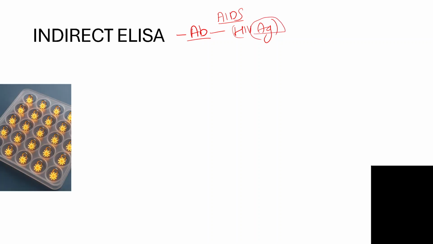This is available commercially. I'll take a plate pre-coated with the antigen for whatever disease or infection I'm trying to find the antibody for. Now since here I'm looking for AIDS, I have pre-coated my wells, on the layer of the immunosorbent material, with the HIV antigen. Now after this, when I add my serum sample, what will happen?